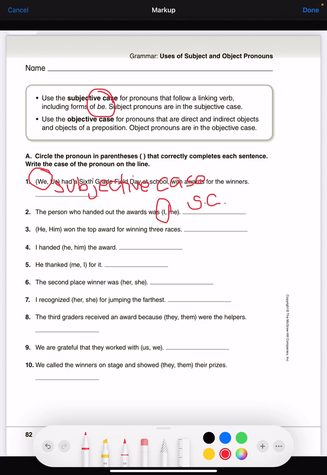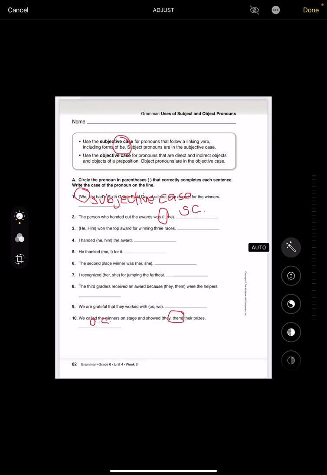Skipping down, I want to randomly give you an objective one. I don't want to give it away with any kind of order like that. So let's take a look at number 10. We called the winners on stage and showed them their prizes. Hopefully you recognize the word is them. In this case, it's an objective case because it's a direct or indirect object and the object of a preposition. Showed them. So in this case, I would say objective case. But again, we'll go into this in greater detail tomorrow, okay?